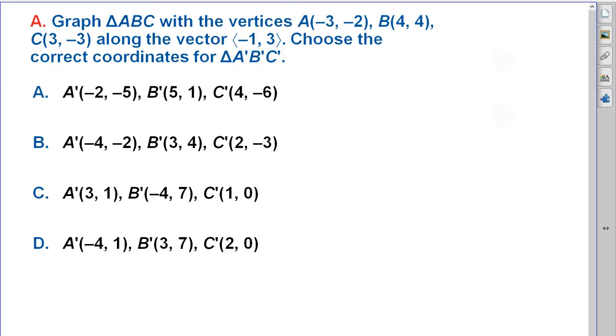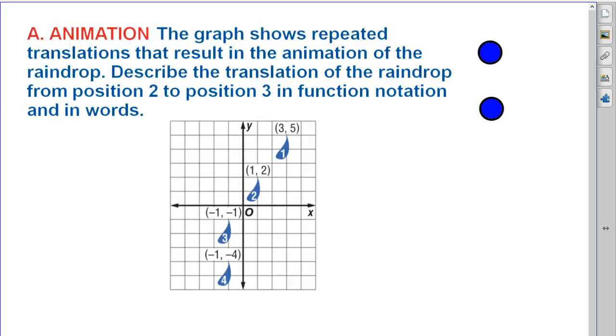Okay. Next one, rain problem here. The question in this one is, the graph shows repeated translations as a result in the animation of a raindrop. So I guess when you're making a raindrop on a computer, you could tell it to translate along a vector, and it would give you this drawing. And the question is, which one of the translations would get me from position 2 to position 3?